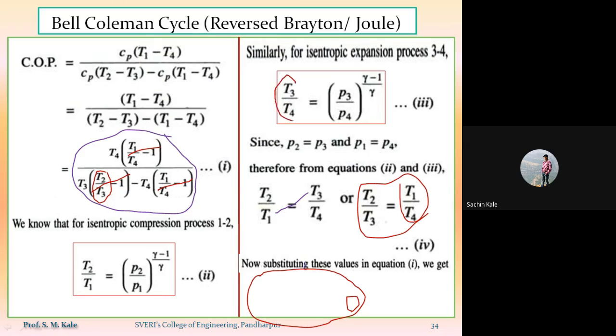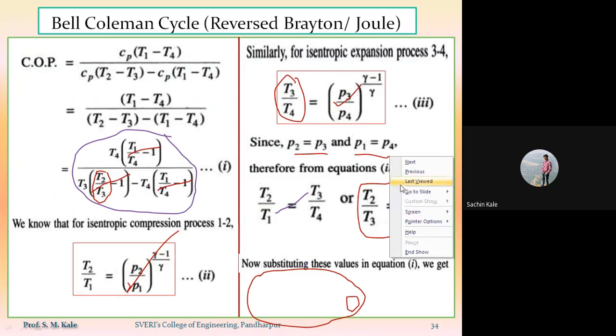here you are knowing that T3 by T4 is nothing but P3 by P4 raised to gamma minus 1 upon gamma. That P3 by P4 is nothing but P2 by P1 raised to gamma minus 1 upon gamma, because we know that P2 is equal to P3 and P1 is equal to P4.